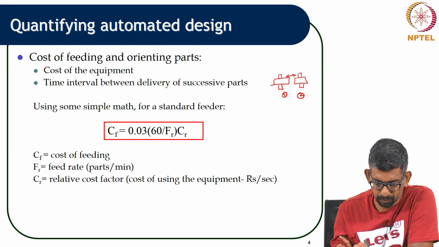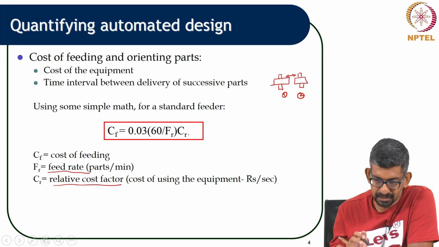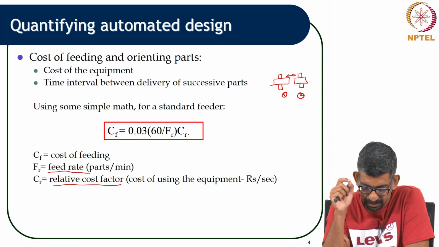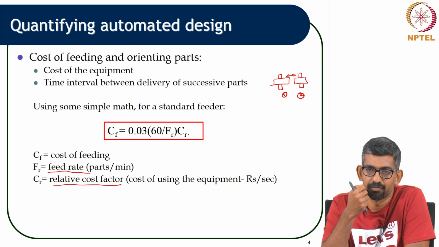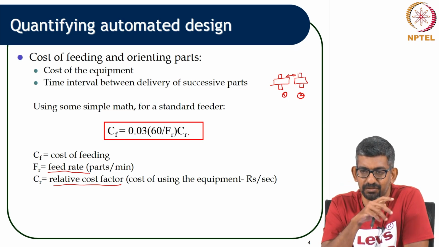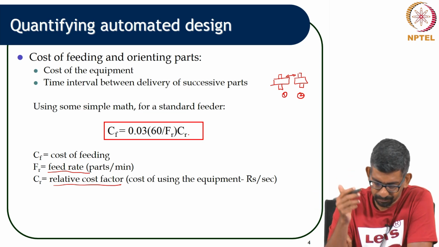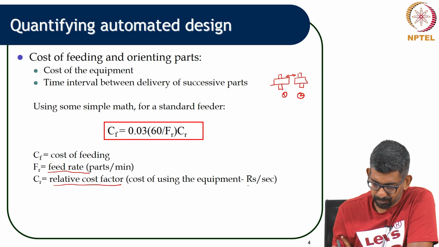It is some 0.03 times 60, which is basically the parts, the second-minute conversion. FR is your feed rate, parts per minute, times CR, which is the relative cost factor. Basically, it is the cost that is incurred for using the equipment. See, oftentimes when people want to do tests, in many of the institutions, the cost is only for the equipment usage. So, if my equipment is being used for 20 minutes, this is what the cost is. If the equipment is being used for n minutes, this is the cost. Okay. So, basically the cost of using the equipment, rupees per second.